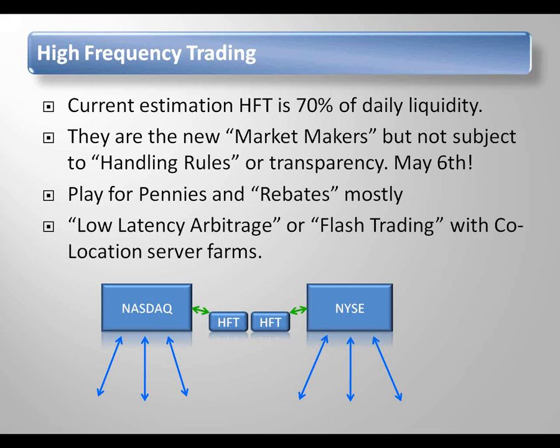70% of average daily liquidity is being handled by computers and algorithms. They're basically the new market makers, but they're not really subject to the old market making handling rules or transparency. And that is, if you recall, what people call the flash crash on May 6th. Andy and I and a lot of people believe that this market structure led to a flash crash.